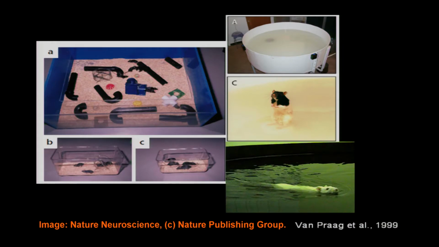And so van Praag and her colleagues wanted to compare and contrast a number of different conditions to figure out what was most beneficial for enhancing neurogenesis. The first condition was the one that they knew enhanced neurogenesis, their typical enriched environment condition. The second condition is not an enriched environment, but just the running wheel alone.